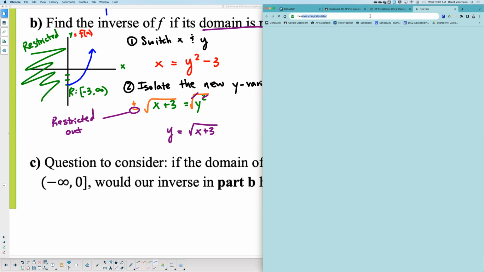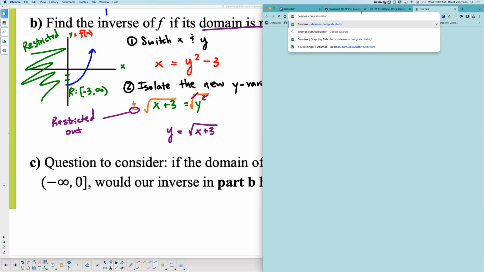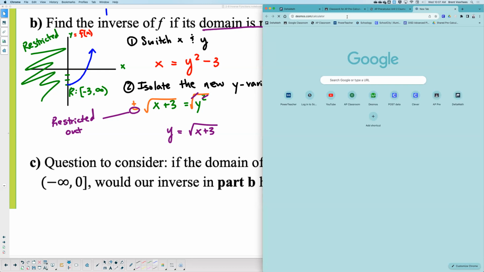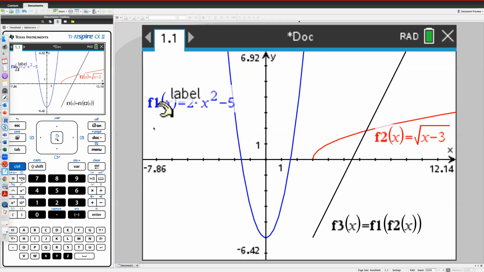Go ahead and open up Desmos for me, and then we'll do Inspire after. Come on. What is taking this so long? Okay, well, while that's loading, why don't we just do the Inspire first?